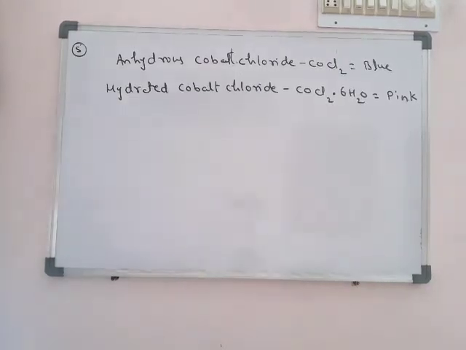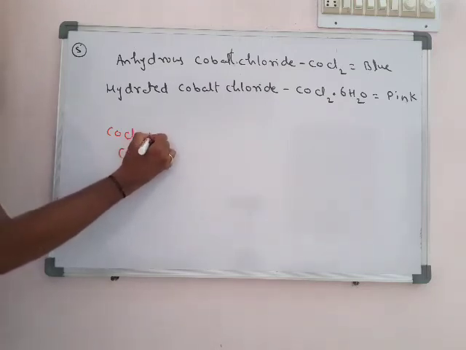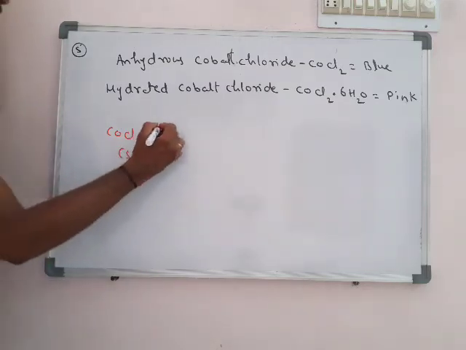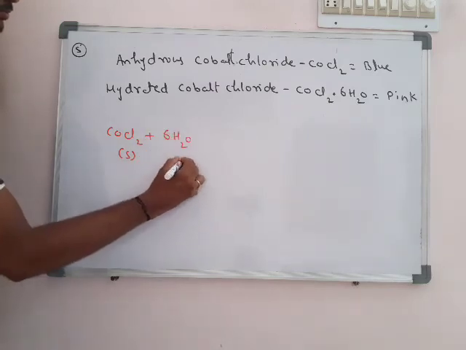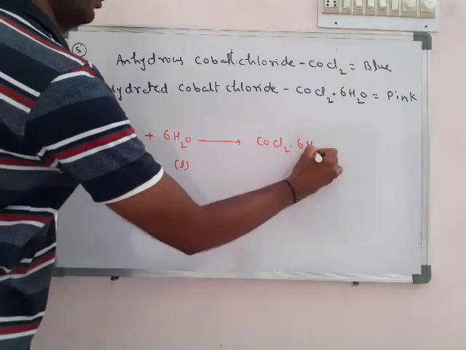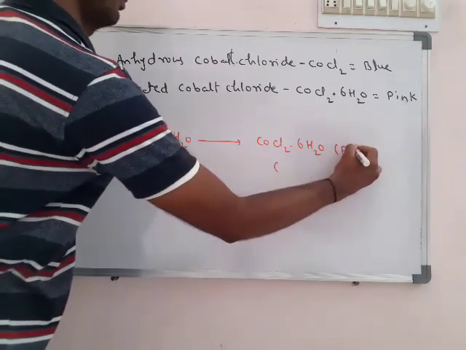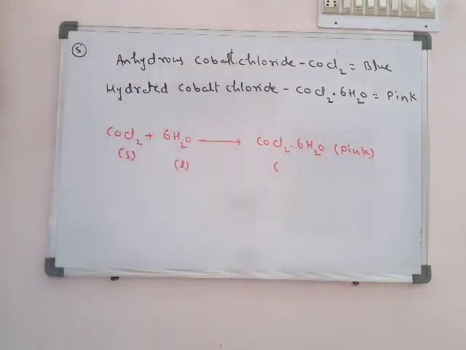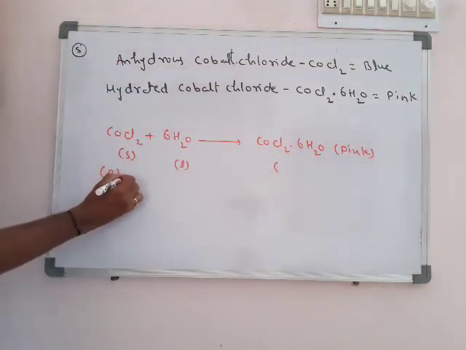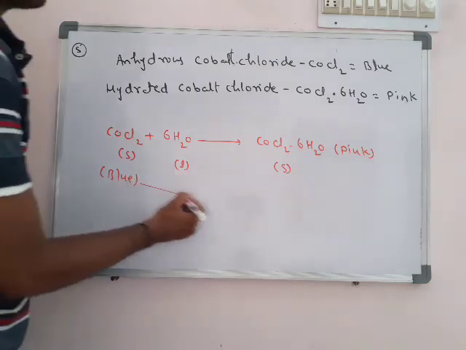To this we can write a reaction model. Cobalt chloride is a salt. Addition of water, generally 6H2O, gives pink color. Here the solid is in blue color. In the same model, you also write the copper sulfate reaction. Solid changing of color from blue to pink.